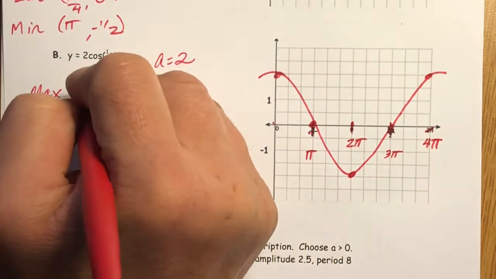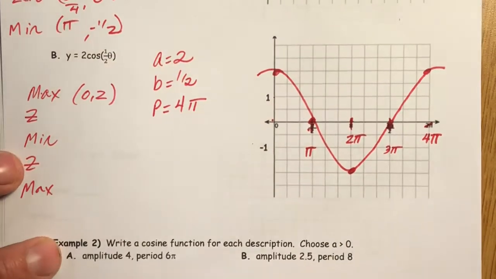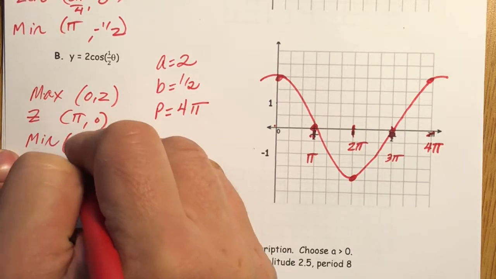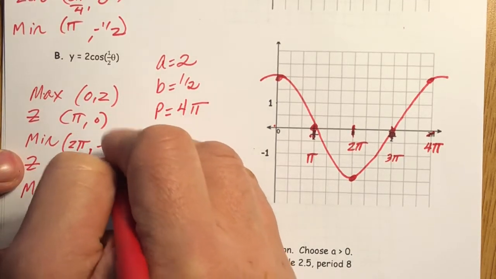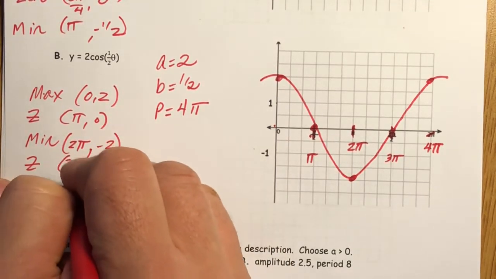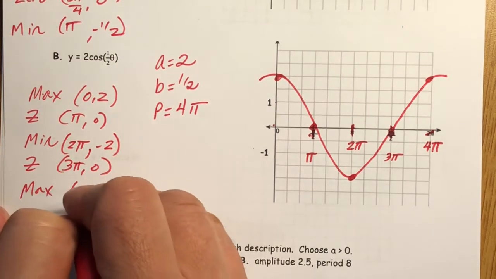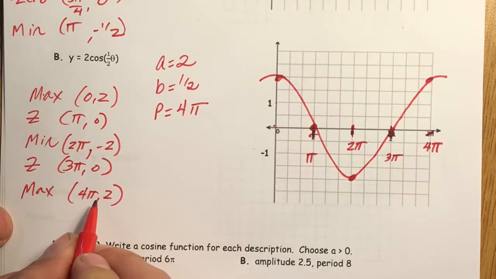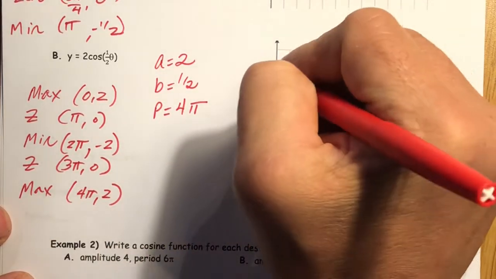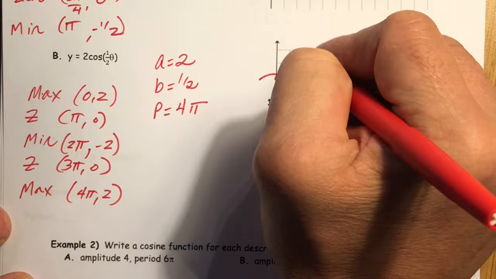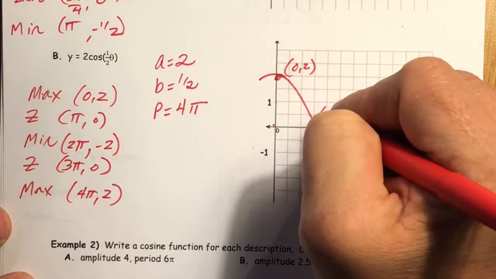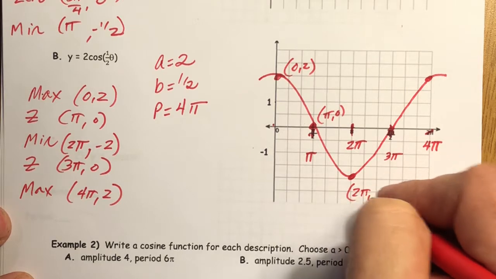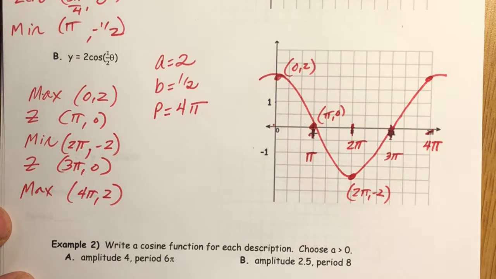Just to fill these in: (0, 2), (pi, 0), (2 pi, -2), (3 pi, 0), and then (4 pi, 2). Remember, that's your maximum. All I did was label this point (0, 2), this point (pi, 0), this point (2 pi, -2), and so forth and so on.